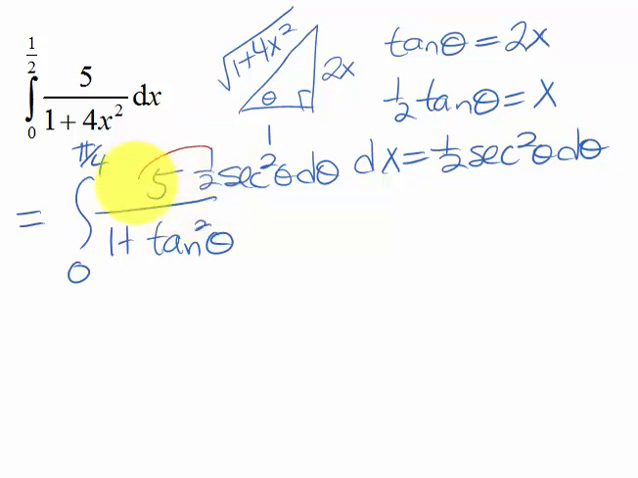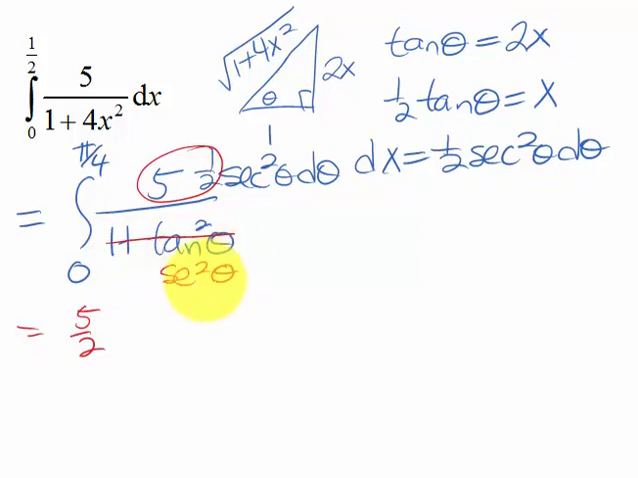So we could bring this constant out in front. So we're going to do that. That's going to be 5/2 out in front. And this could be replaced with secant squared theta. And then that will cancel with this one. So I'm just left to integrate from 0 to pi over 4. I've just got d theta.